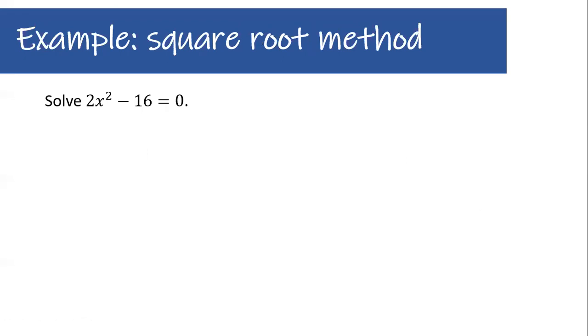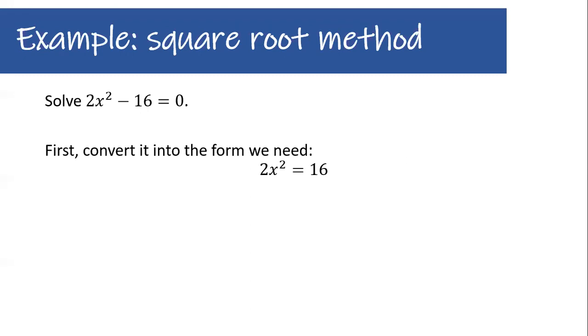Looking at this with the square root method, we have 2x squared minus 16 equals 0. So first we need to move that 16 over to the other side. So we have 2x squared equals 16. Now that's still not quite what we need because we need that x to go on its own. That 2 needs to go away. So we'll divide everything by 2 to get x squared equals 8.